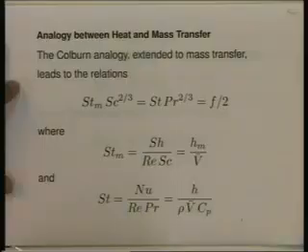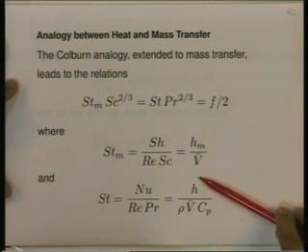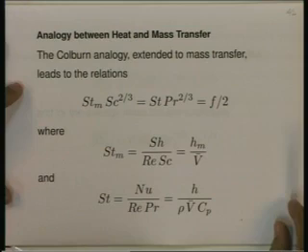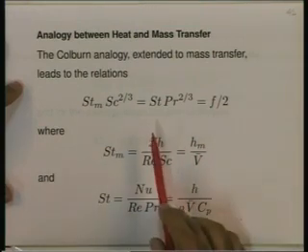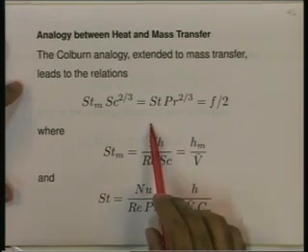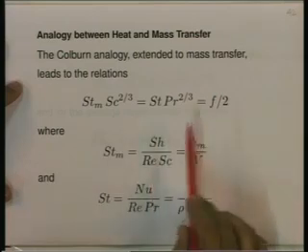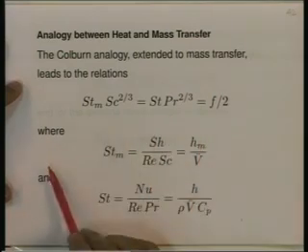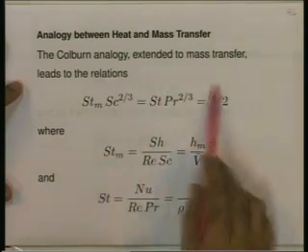The fluid flow characteristic will be represented by the friction factor, the heat transfer characteristic by the Nusselt number or the Stanton number, and the mass transfer characteristic by the Sherwood number or the Stanton number for mass. Let us look at it properly. The extended Colburn analogy for fluid flow, heat transfer and mass transfer can be written down in this relation.